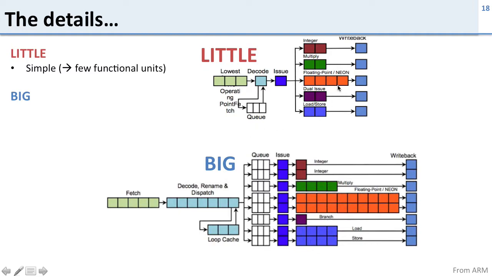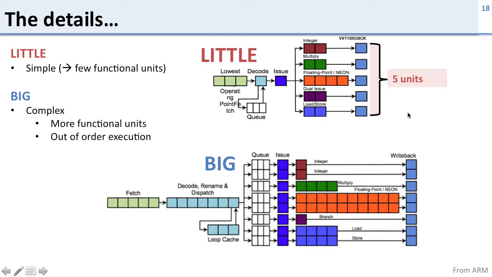So the little processor is simple. It has fewer of these functional units that do different things. It's only got 5 of them in this case. The big processor has more of these, and it has something special called out-of-order execution. So you've got 8 of these functional units. In particular, if you look up here in the little processor, we had 1 integer unit, but down here in the big processor, we have 2 integer units. So it can do work twice as fast, twice as many integer things at the same time.